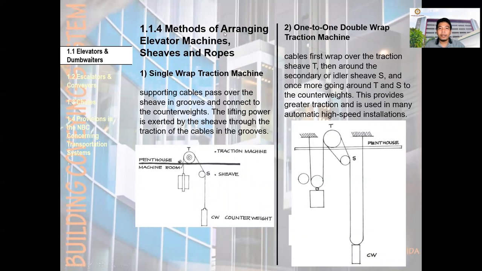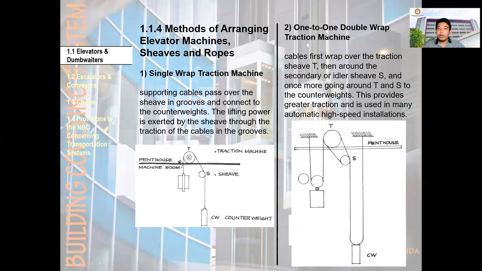So next we have the methods of arranging elevator machine sheaves and ropes. The single wrap traction machine: supporting cables pass over the sheave in grooves and connect to the counterweights. The lifting power is exerted by the sheave through the traction of the cables in the groove. So you have the traction machine, the sheave, and the counterweight.